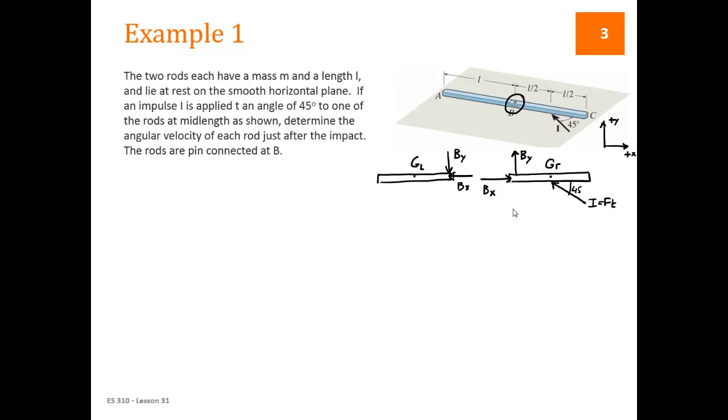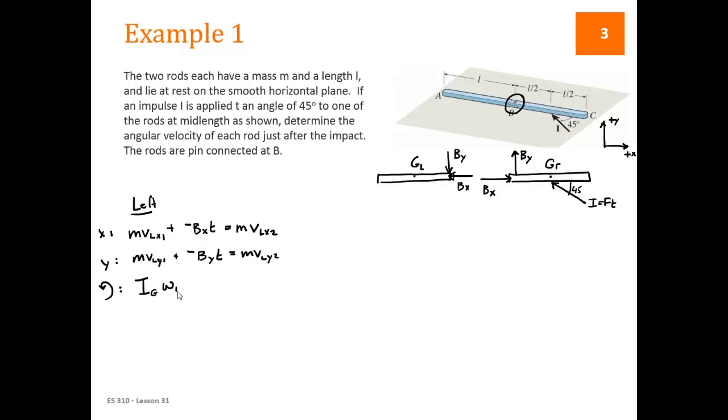And now we can write the impulse momentum equations for these two bars. So we'll start with the left bar and then we'll do the right bar. In the x direction, for the left bar, we have the initial linear momentum, m v left x direction 1, plus the impulse in the x direction, which is due to Bx, and that's a negative Bx times time, is equal to the linear momentum left in the x 2. In the y direction, we have a similar equation, m v left y1 plus By, which is also negative, times t is equal to m v left y2.